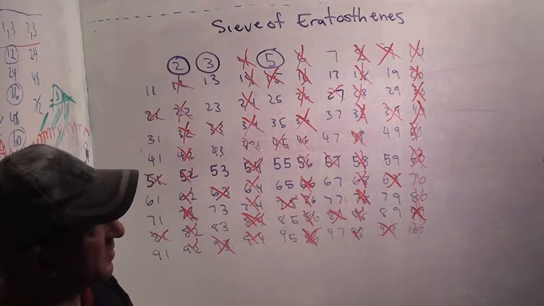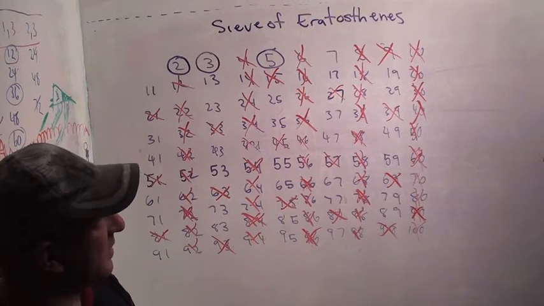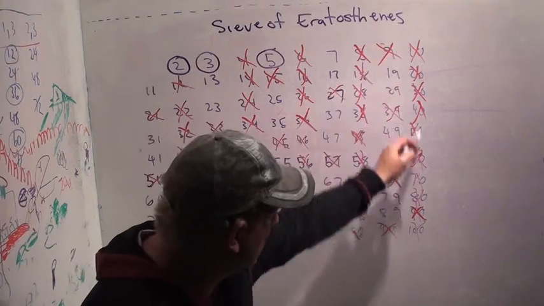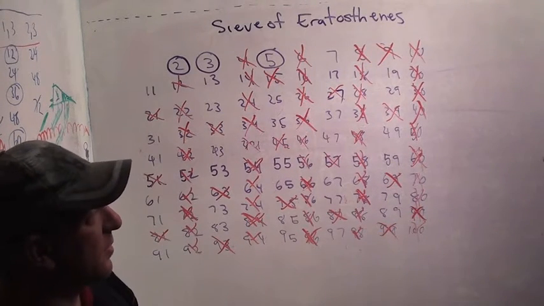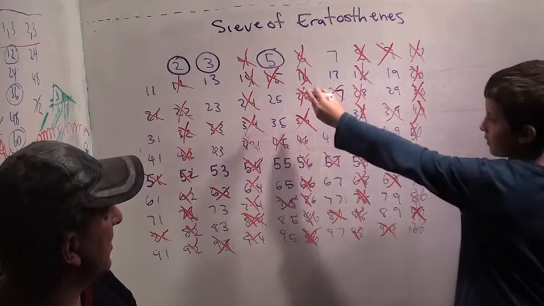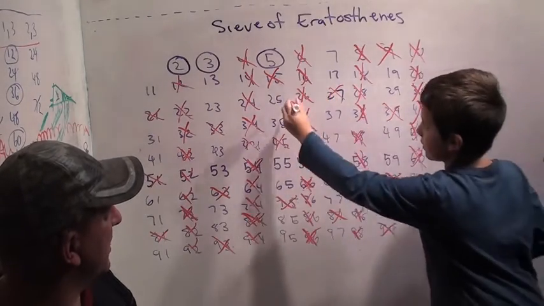What is special about multiples of 5? They only end in 0 or 5. Well, all the ones that end in 0 are already crossed out. Why? Because they're multiples of 2. They were even. So which numbers do we have to cross out here? Multiples of 5. Okay, go.